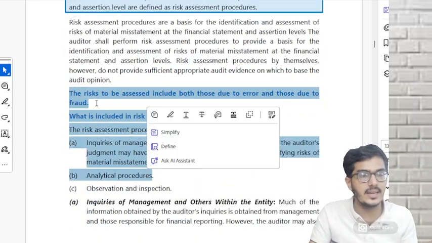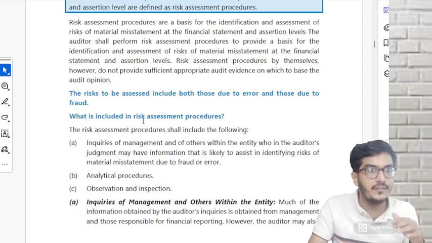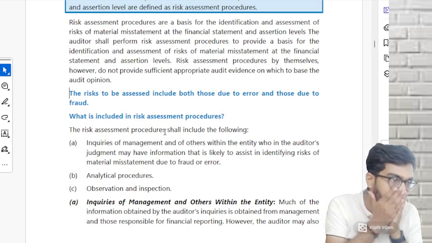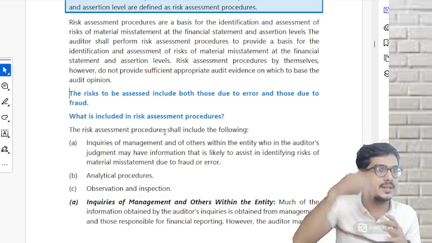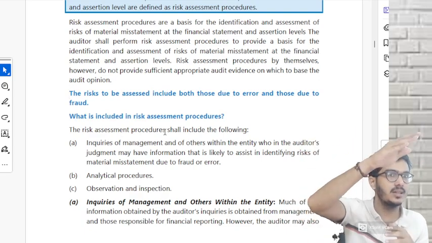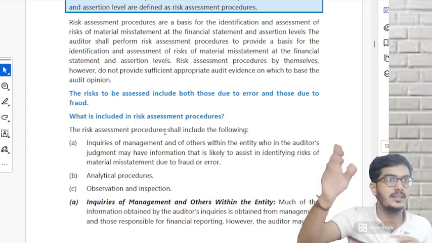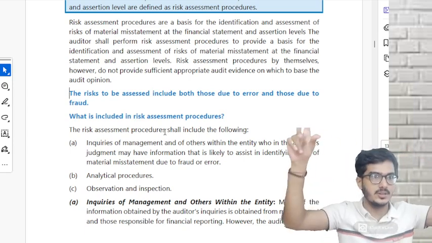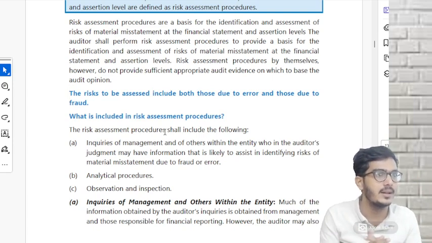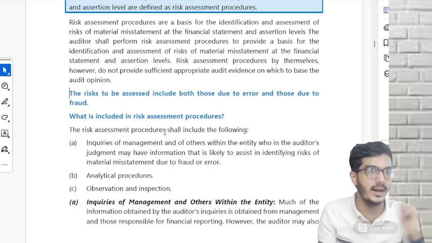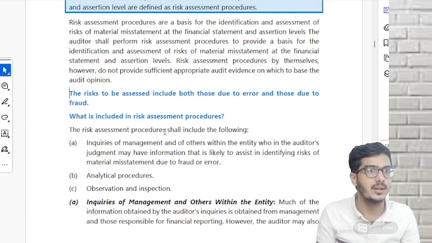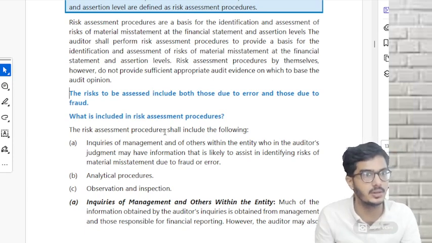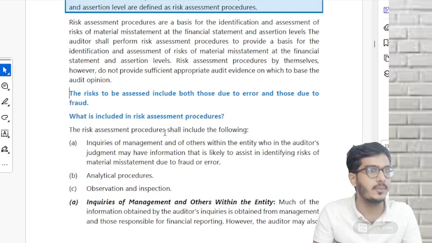Now, what is included under RAP? If you remember, in chapter 4 we read one called APPA level procedures. APPA level procedures means RAP, FAP, TOC, SP, TOD, SAP. These are called APPA. APPA means our father. And if I tell you RAP, what will you perform under that? Then you'll have to tell me OICI, RRR. If I tell you, perform RAP for stocks, what do you understand? You perform inquiry, you perform inspection, you perform observation, correct or not? So these are called child level procedures.